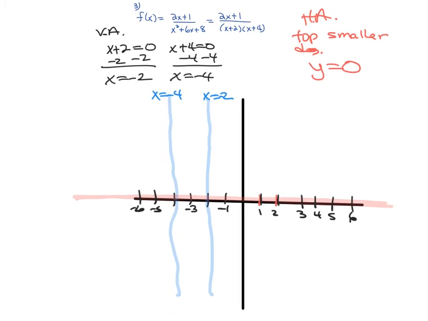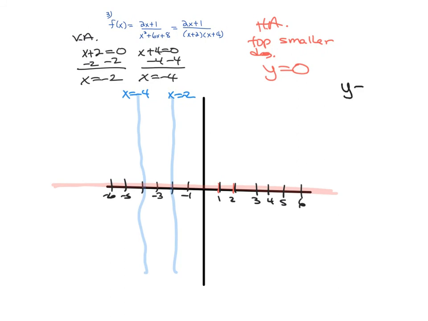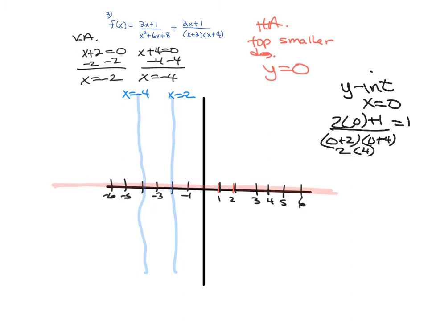So let's go ahead and first find the y-intercept. Set x equal to 0. So 2 times 0 plus 1 over 0 plus 2 and 0 plus 4. Where'd you get 1 and 2 from? So then here I now get 0 plus 1 is 1, and then 2 times 4, and I get 1/8. So my y-intercept occurs at 0, comma 1/8.